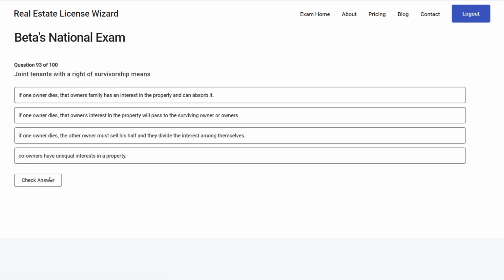All right, 93. Joint tenants with a right of survivorship means: if one owner dies, that owner's family has an interest in the property and can absorb it. If one owner dies, the owner's interest in the property will pass to the surviving owner or owners. If one owner dies, the other owner must sell his half and they divide the interest among themselves. Or co-owners have unequal interest in the property. So, figure out what the answer for that one is. I'll give you guys a couple of moments.